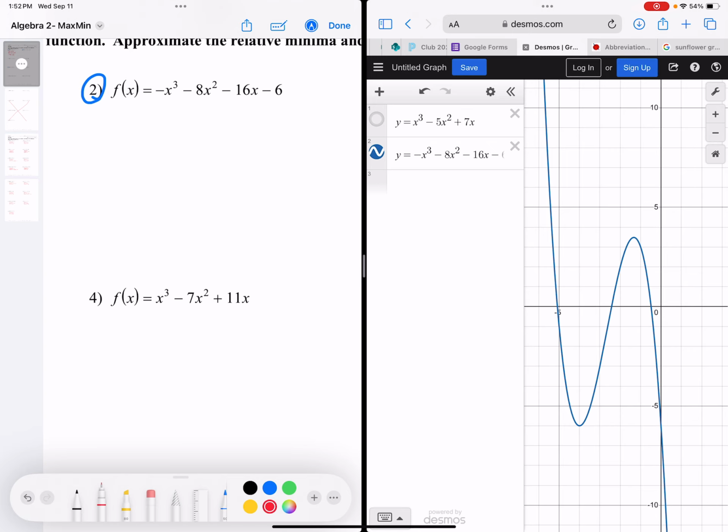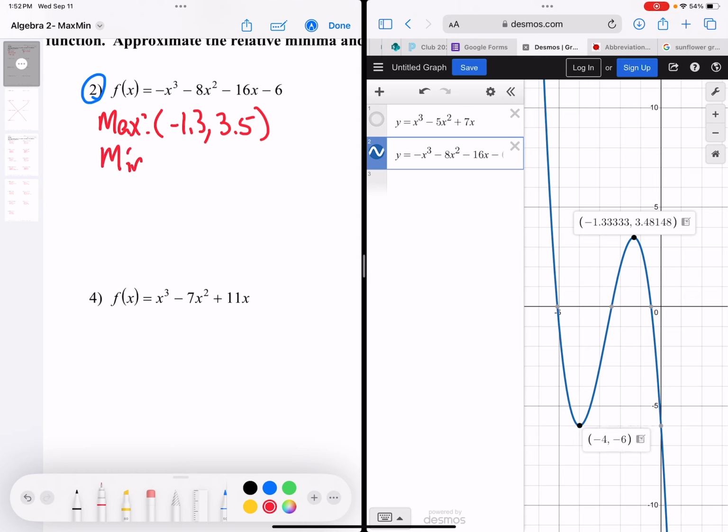On this one, my maximum is up here where I toggled that point on. So my maximum is negative 1.3, comma 3.5, because 3.48 would round up to 3.5. My minimum is down here, which is negative 4, negative 6. And then this one has 3 possible real zeros because of those 3 gray points there that just popped up on your screen. I'm going to get rid of those. So 3 real zeros.